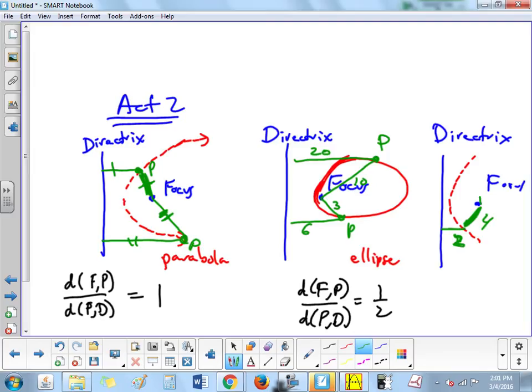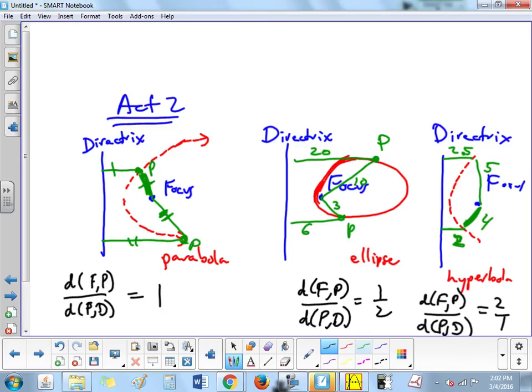Or if this is 5, this is 2.5. So it's just sort of the reverse game of our second ellipse game. And this produces the hyperbola. Mathematically, we would just write the distance from F to P divided by the distance from P to D is 2 over 1.